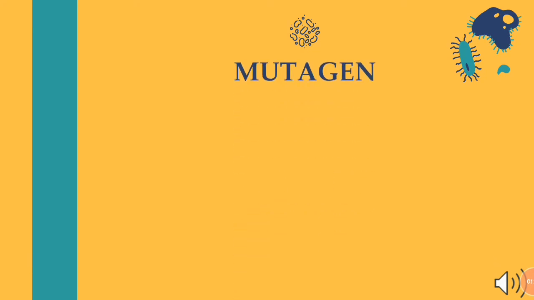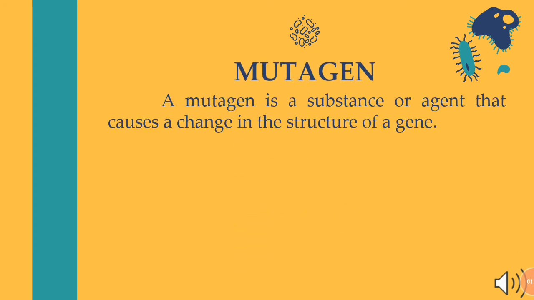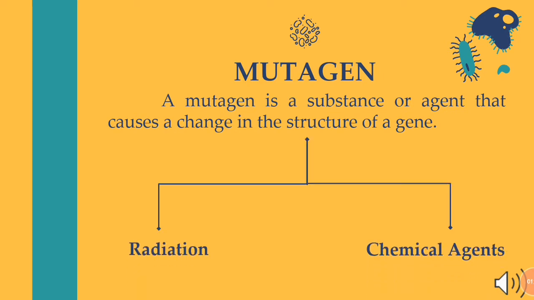A mutagen is a substance or agent that causes a change in the structure of a gene. Radiation and chemical agents are two important types of mutagens. Radiation in the form of ultraviolet light, X-rays, radioactivity, and cosmic rays has the potential to be mutagenic. Ultraviolet light from the sun is the radiation that causes sunburn and can induce changes in the DNA of the skin cells. Sustained exposure to ultraviolet light can lead to serious problems such as skin cancer.